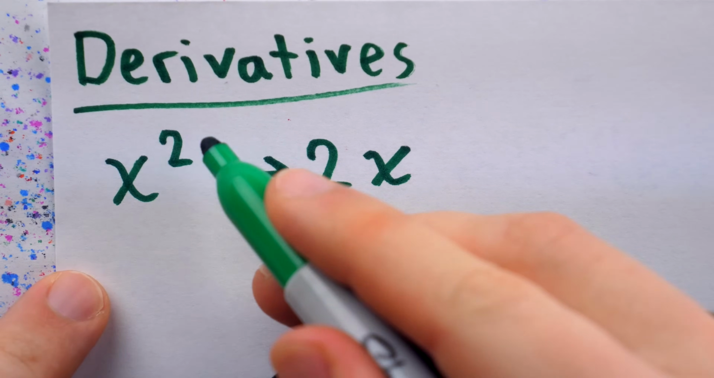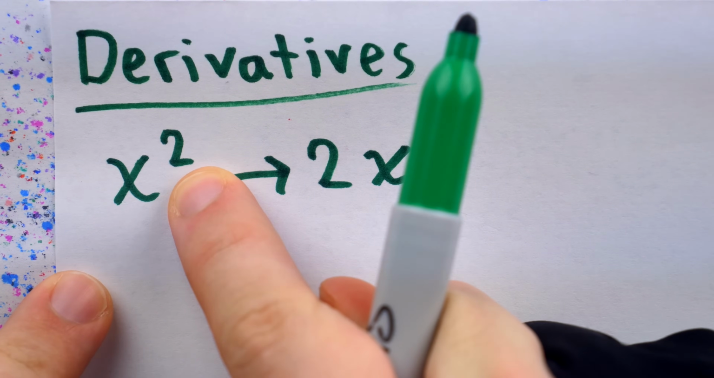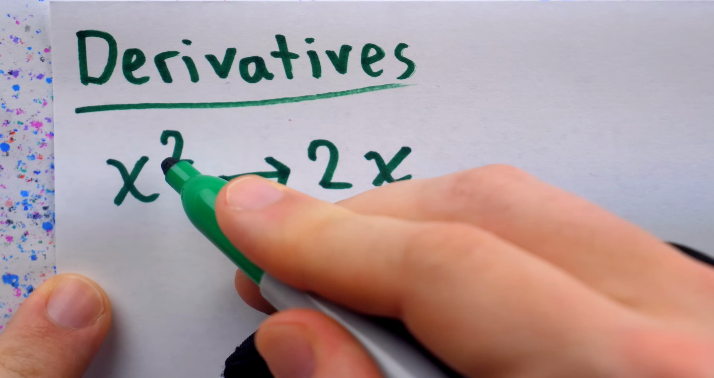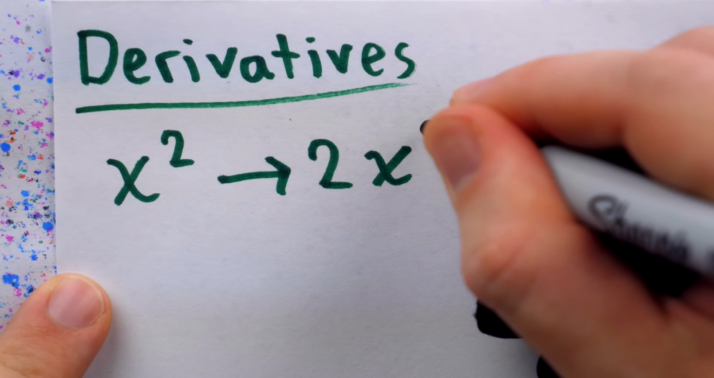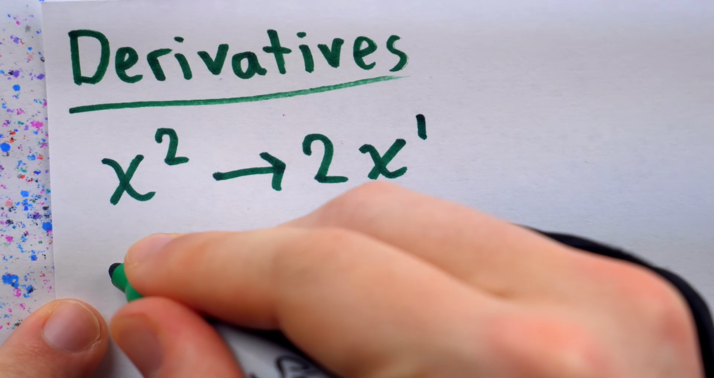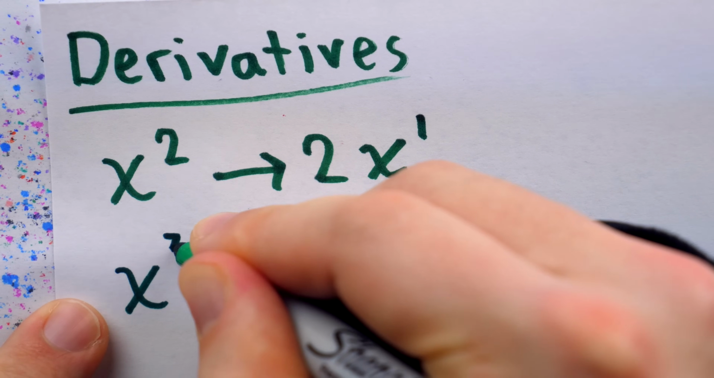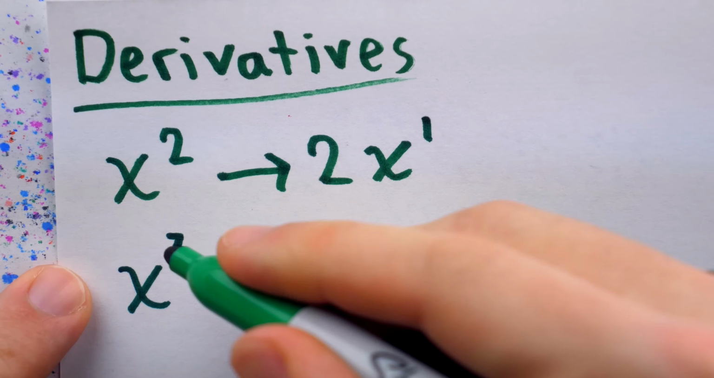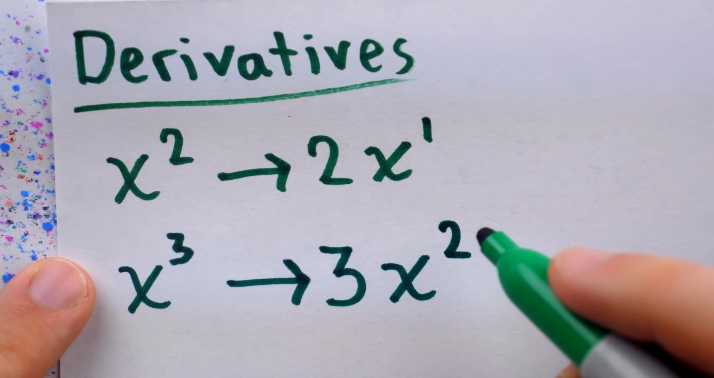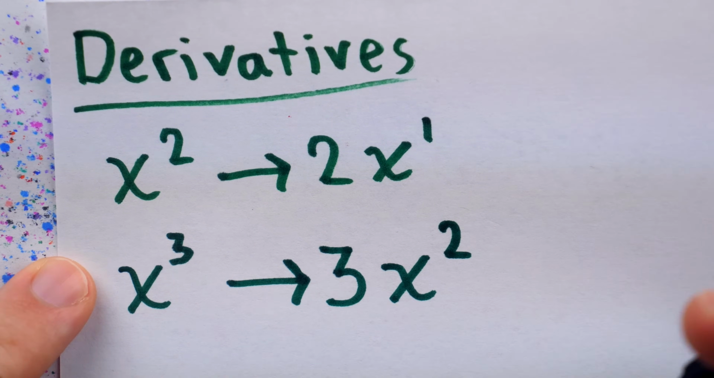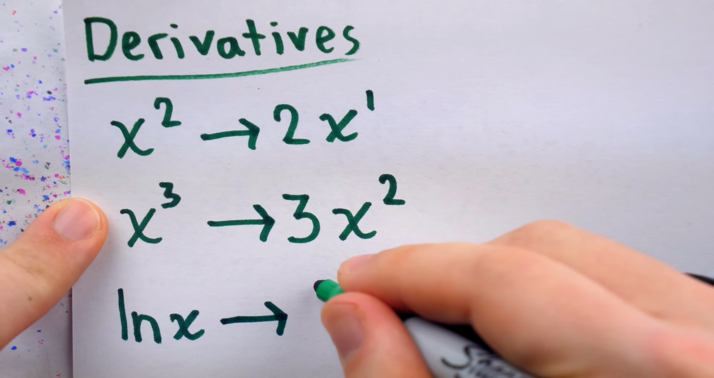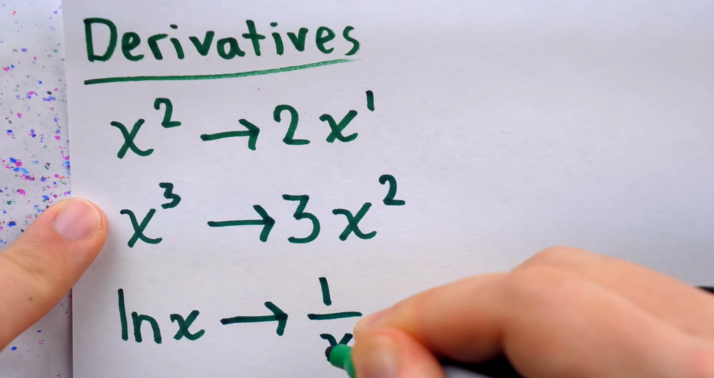We can find the derivative of x squared by taking the power of 2, bringing it in front as a factor, and then reducing the power of 2 by 1. So the power in the derivative becomes 2 minus 1, which is just 1. We can apply that rule also to find the derivative of a function like x cubed. Bring the power of 3 down as a factor, and reduce the power by 1. The derivative is 3x squared. The natural log function is something you might be familiar with if you've taken pre-calculus. The derivative of this is 1 over x.